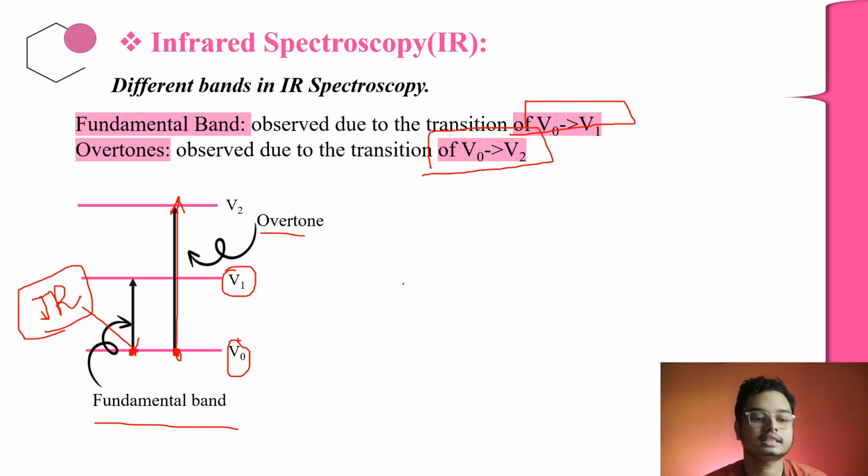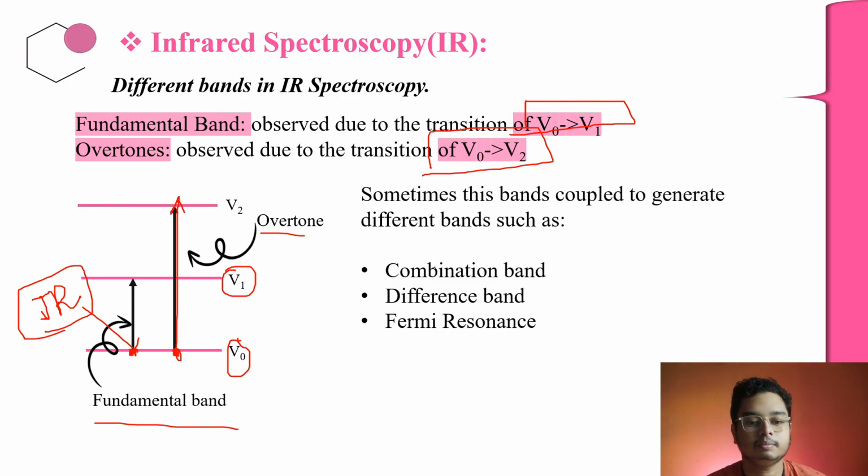Not only that, sometimes the fundamental band and overtone combine with each other to generate different sub bands. These sub bands are called the combination band, the difference band, and the Fermi resonance band. We'll discuss them in the next slide.